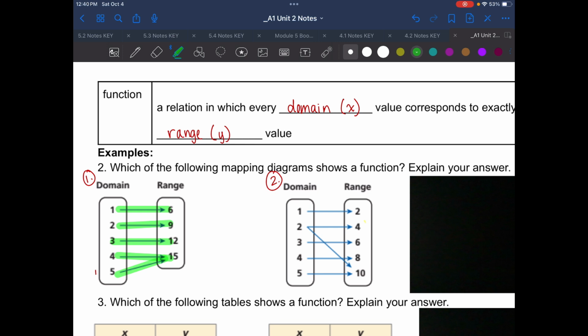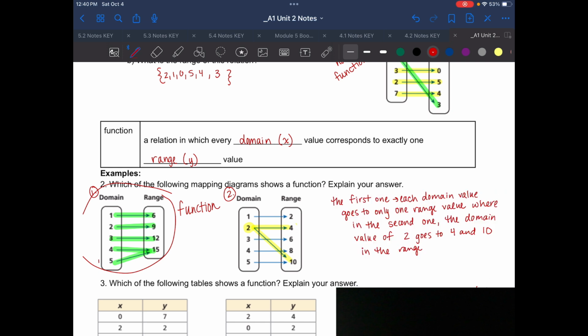The other relation, though, is not a function because of our domain value of 2. If we look at 2, 2 is mapped to 4 and 10. That's an example of what a function is not. So number 1 is a function, and I have written over here an explanation that we can use. The first one is a function. Each domain value goes to only one range value, whereas in the second one, the domain value of 2 goes to 4 and 10 in the range. So 2 is not a function.